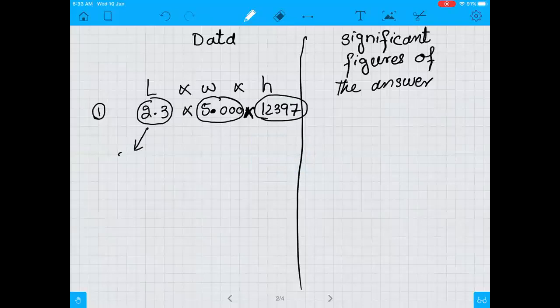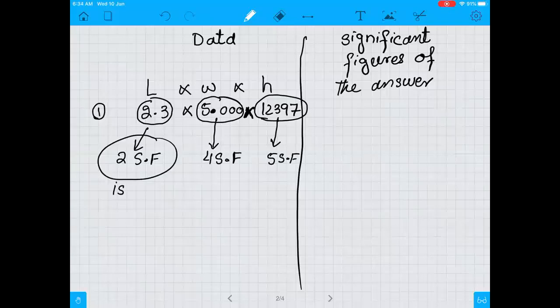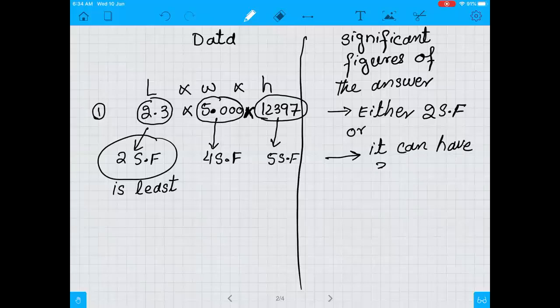2.3 has two significant figures. 5.000 has four significant figures. And 12.397 has 1, 2, 3, 4, 5 significant figures. Now, out of all of them, which one is least? Obviously, two significant figures is least. Now, by principle, the answer can have either two significant figures or three significant figures, as one significant figure extra is allowed. So when you multiply these three numbers, the answer should have either two or three significant figures. It will follow the least significant data.